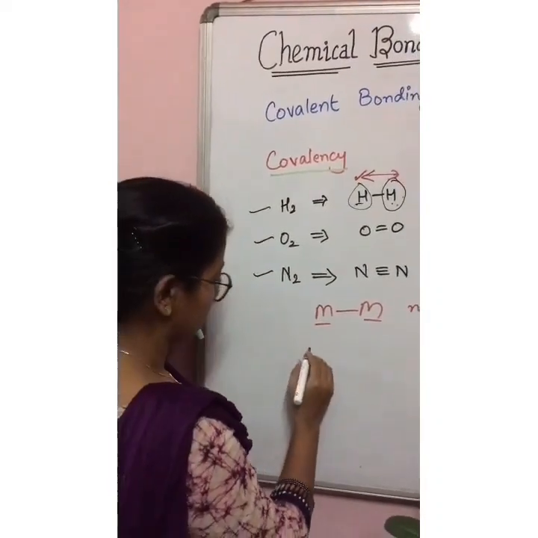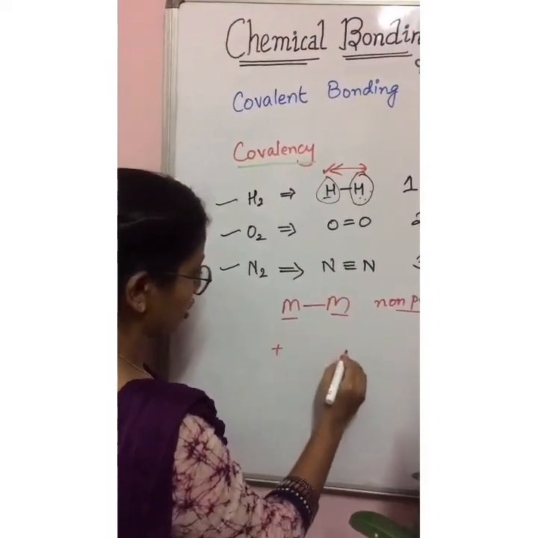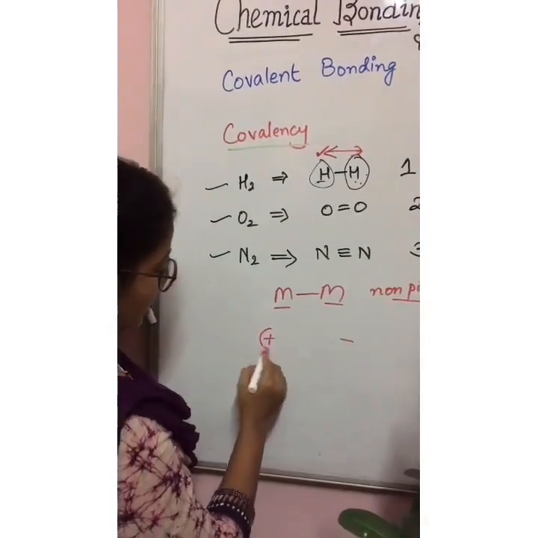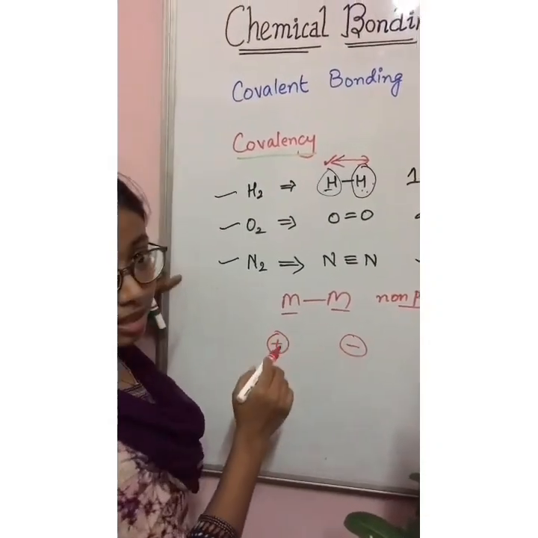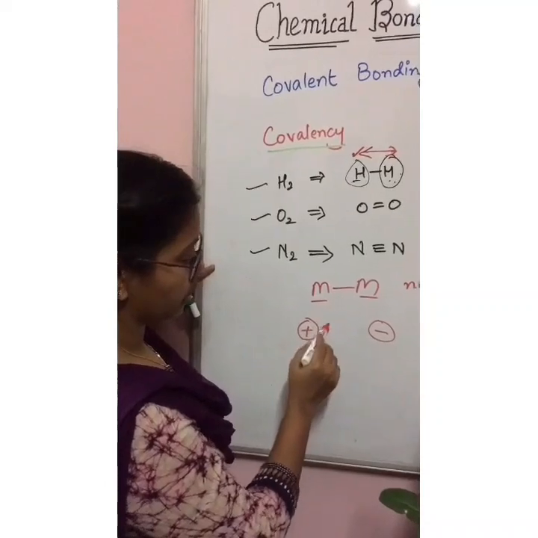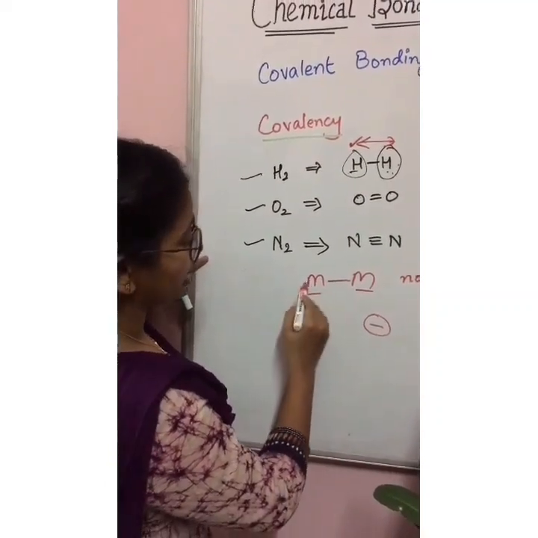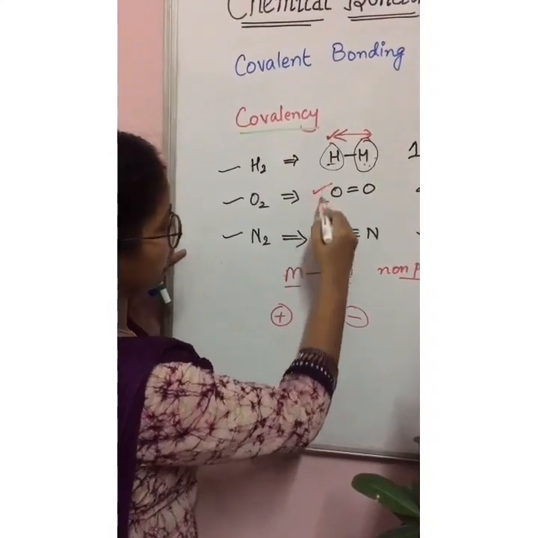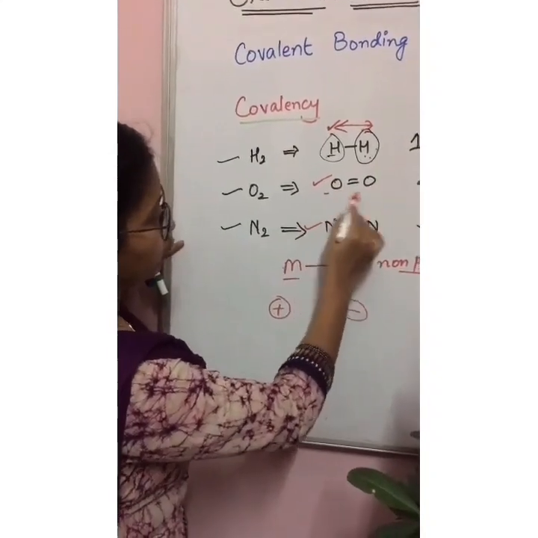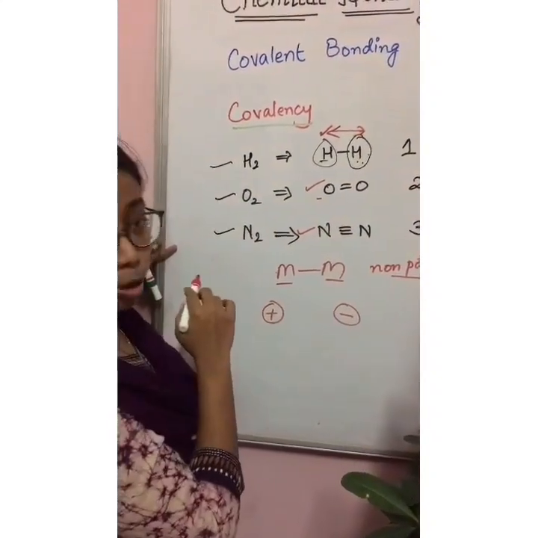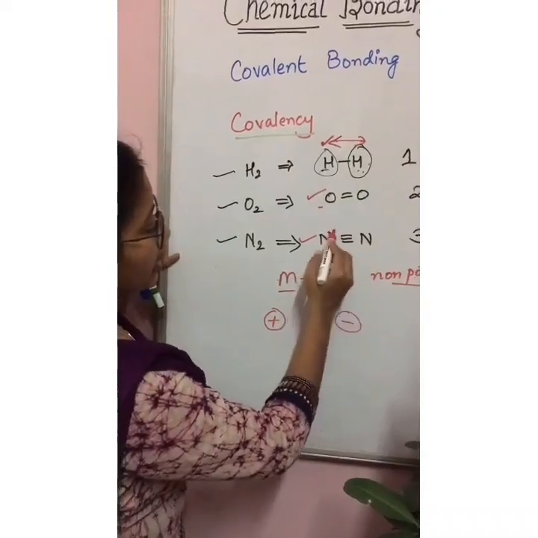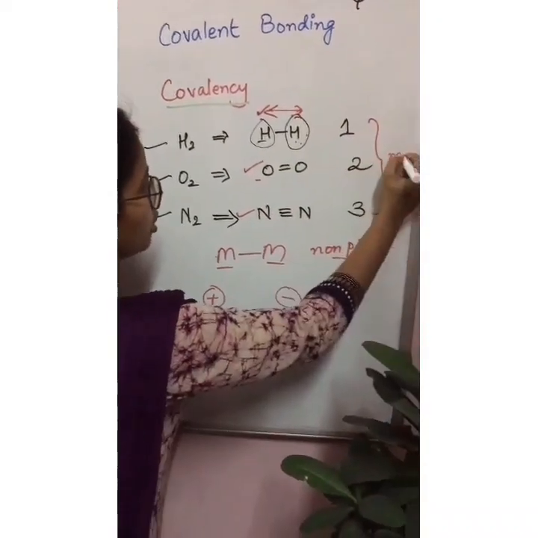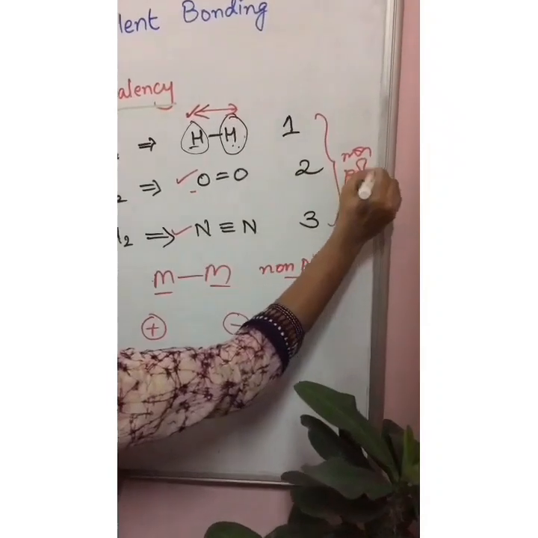Non-polar means there is no existence of dipole moment. Dipole moment, what is dipole moment? Suppose we have a plus charge and a minus charge. When there are 2 different charges, there exists a dipole moment. You have learned about this in physics. So when 2 elements are same, there is no electronegativity difference. In this case also, this case also. There is no electronegativity difference between both the elements. So these are called non-polar. Okay.